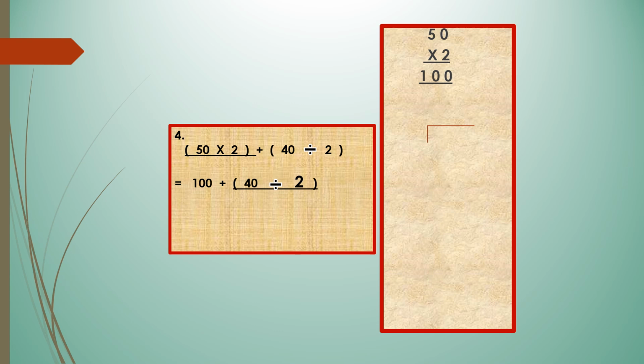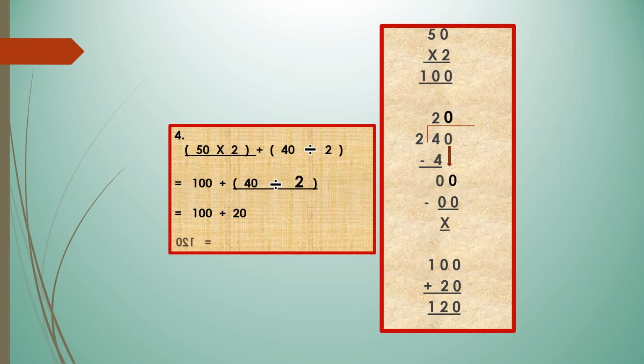Now my second step is to divide 40 by 2 in my rough column. Here I get 2 times 2 is 4. I subtract and get 0. Then I bring down 0, so it becomes 2 times 0 is 0. And when I subtract, I get nothing. So in my fair, again I write 100 plus 20. I add up the two numbers to get 120. So my final answer for this sum is 120.